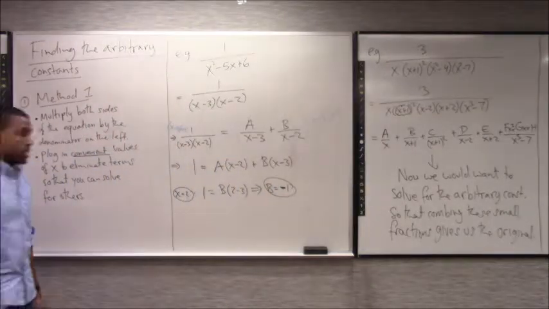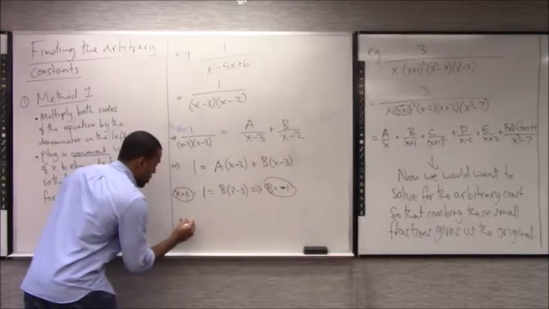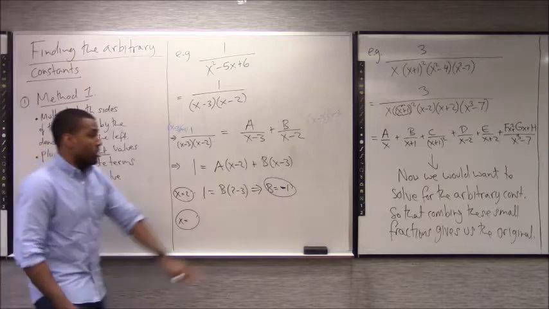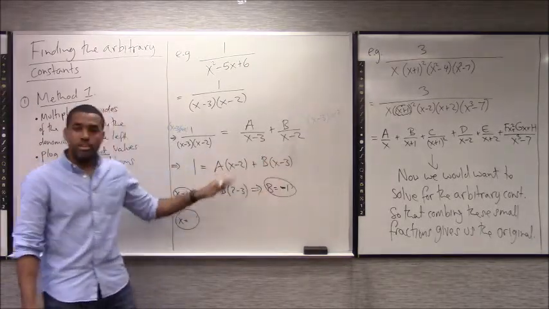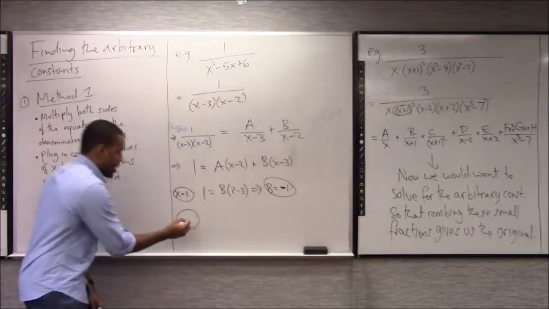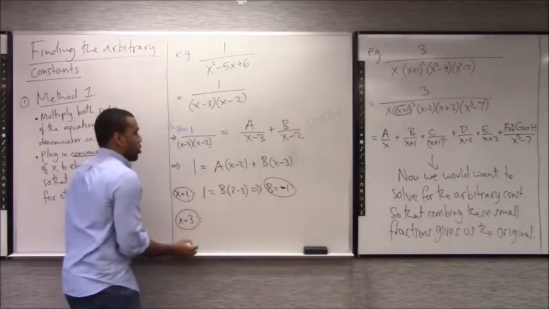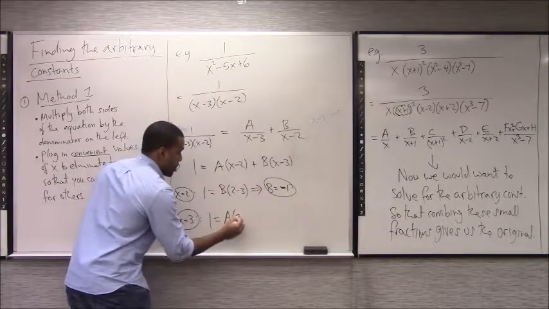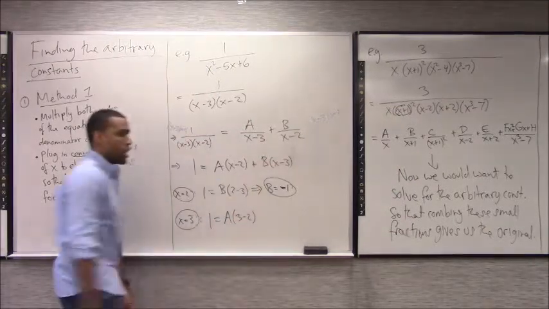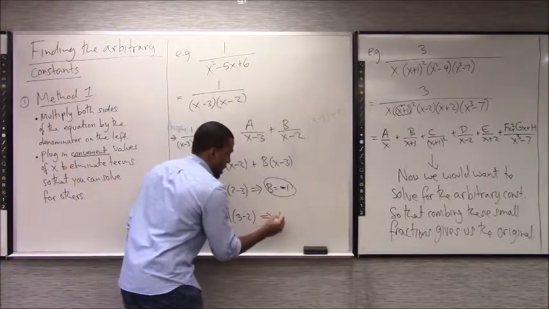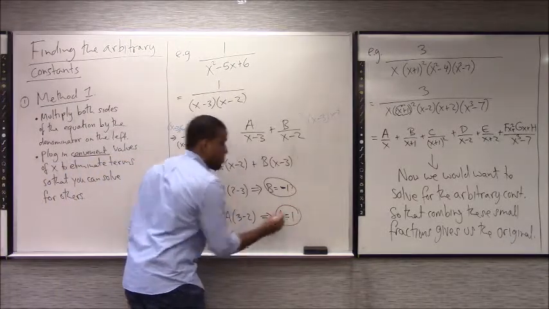You can do the same thing again. What is another convenient x value to plug in? 3. 3 allows me to kill the b, but leave the a alive. I've already solved for the b, so now I can get rid of it, so I can plug in 3. And so what would happen is I would get 1 is equal to a times 3 minus 2, and the b would die. So that would tell me that my a needs to be 1.